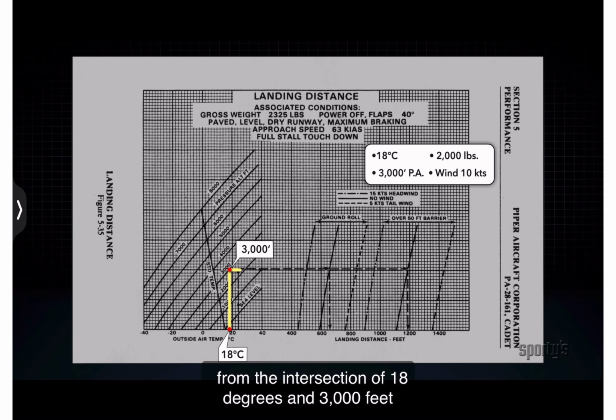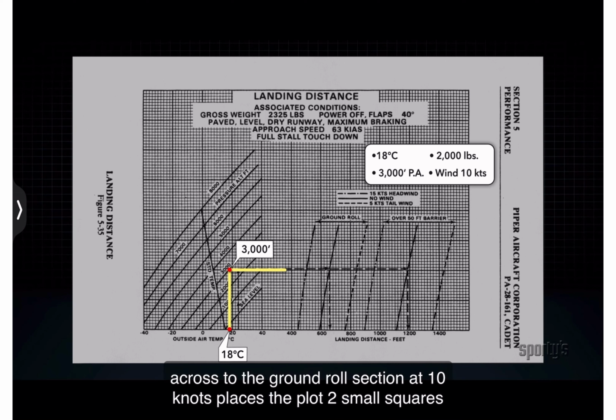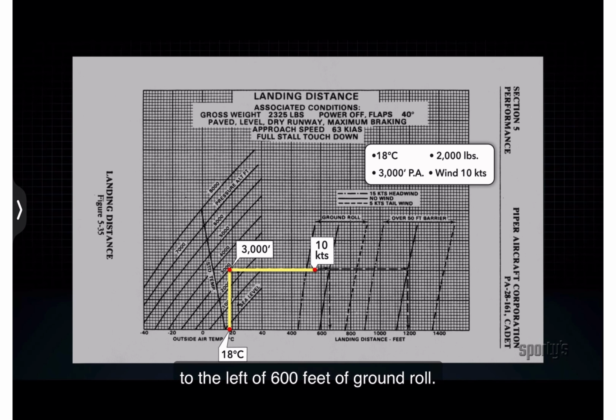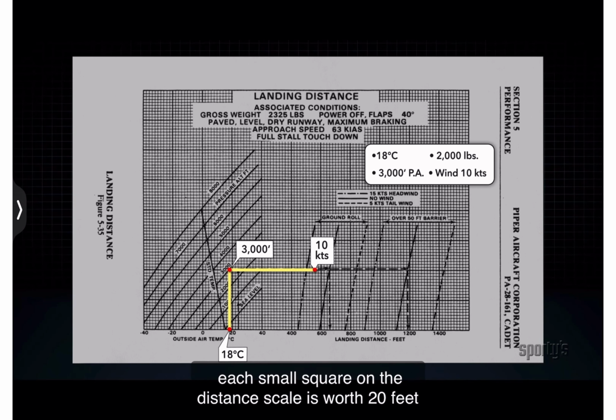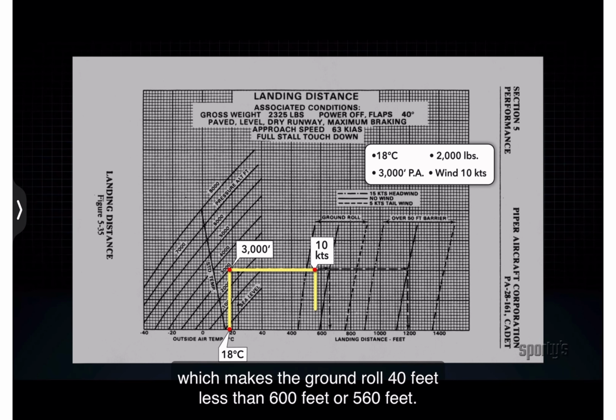From the intersection of 18 degrees and 3,000 feet across to the ground roll section at 10 knots places the plot 2 small squares to the left of 600 feet of ground roll. Each small square on the distance scale is worth 20 feet, which makes the ground roll 40 feet less than 600 feet, or 560 feet.